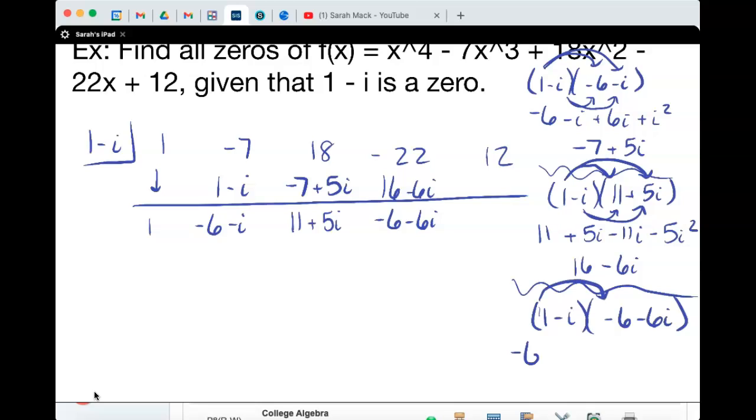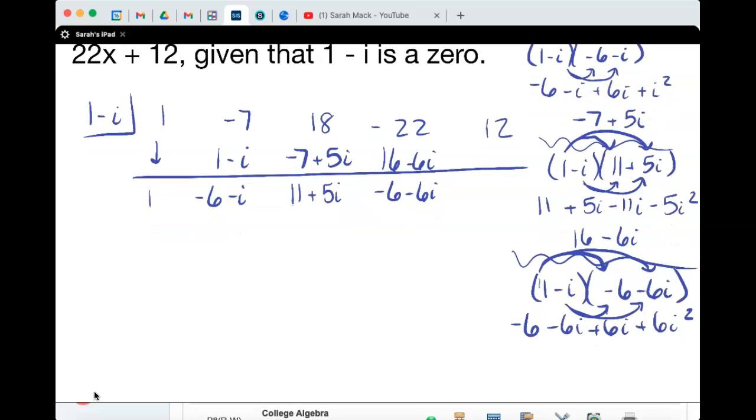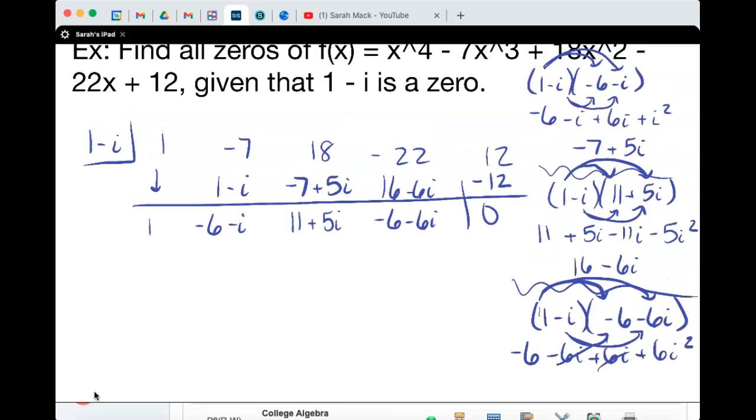If you multiply correctly, those 6i's cancel, which is nice. And I have negative 6 minus 6, which is negative 12. So I got my remainder of 0, which is what should happen since I know 1 minus i is a zero. I should have a remainder of 0. Okay. So right now I have a cubic left over. And if I wrote this as a cubic, I'd have all these imaginary parts, and I don't want to do that because that's just complicated.